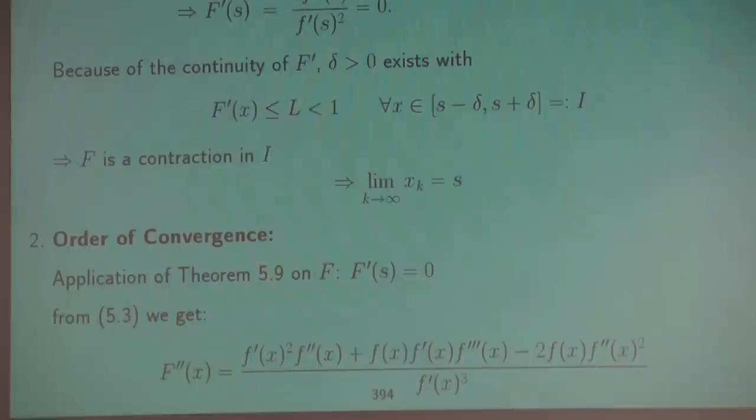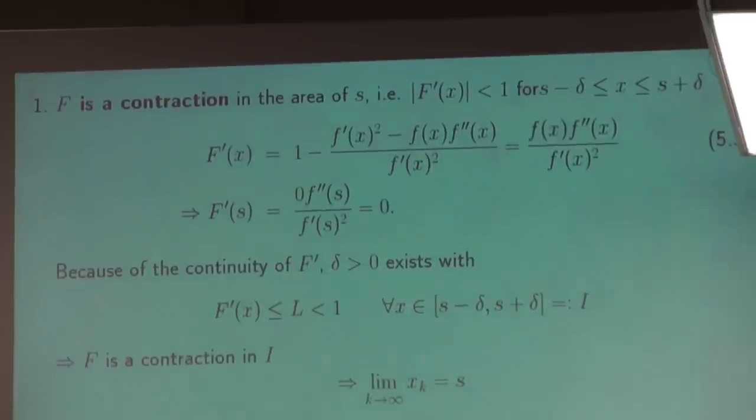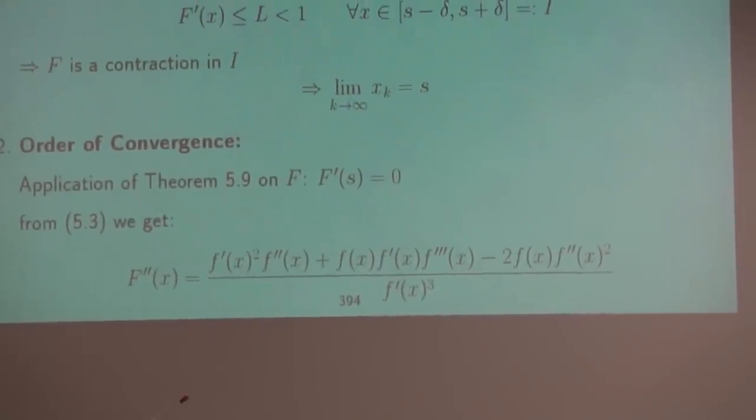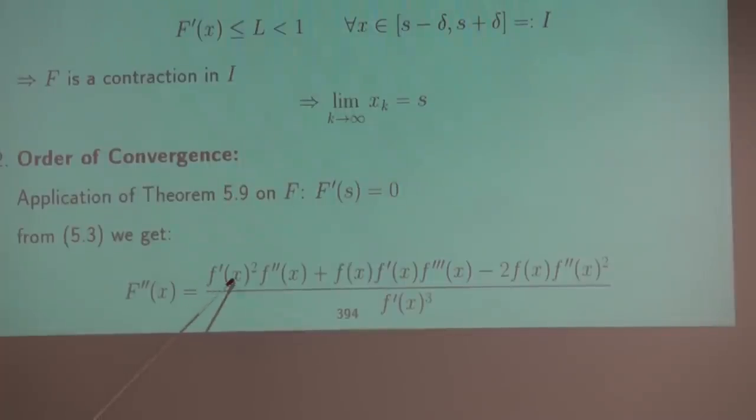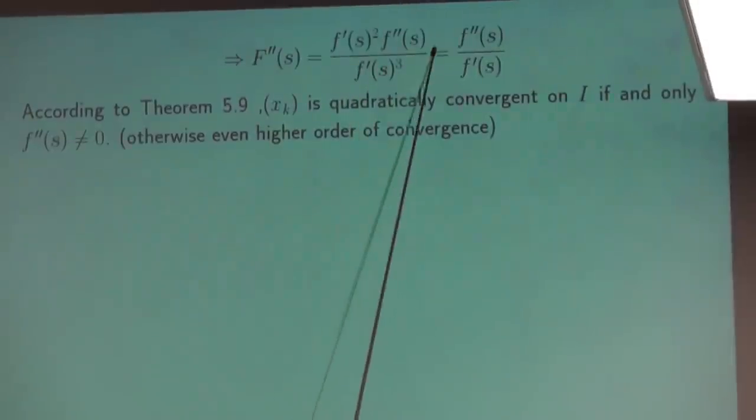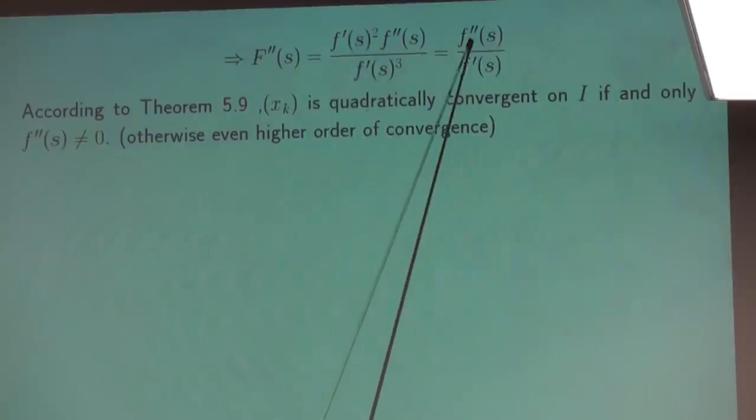Okay, and now about the order of convergence. The first derivative F prime at s is 0, and for F double prime, so the second derivative, we get this formula, and if we now substitute x by the fixed point, f of s is 0. So this term is 0, this term is 0, what remains is this term. So F double prime at the fixed point is this term, and this cancels out, so we have f double prime of s divided by f prime of s.